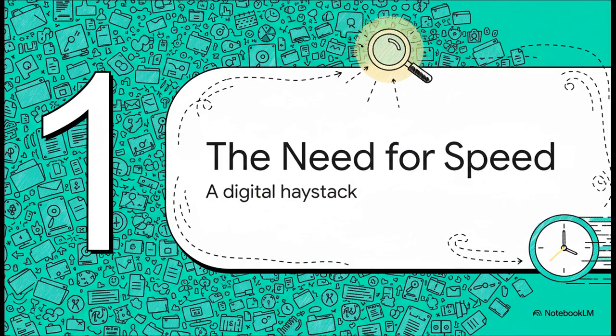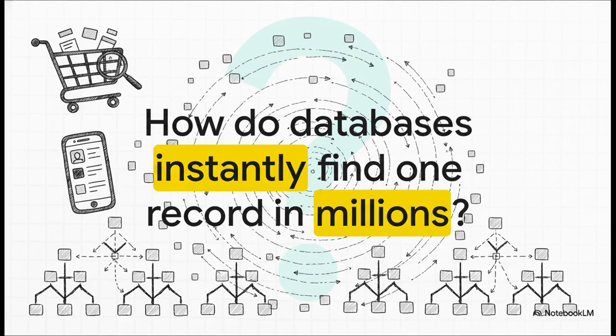All right, let's kick things off with a problem that's everywhere in our digital lives, even if we don't see it. How do you find one tiny piece of information, a needle in a digital haystack, and get it back right now? Seriously, have you ever stopped to wonder about that? How does your favorite shopping app find that one specific product out of millions in a split second? Or how does your phone pull up a single contact from your address book without making you wait? It's not magic, but it's close.